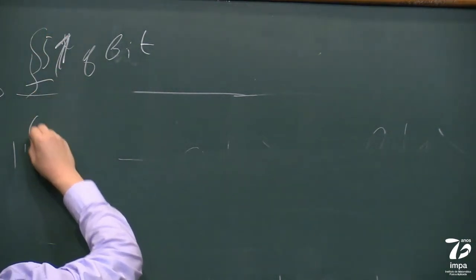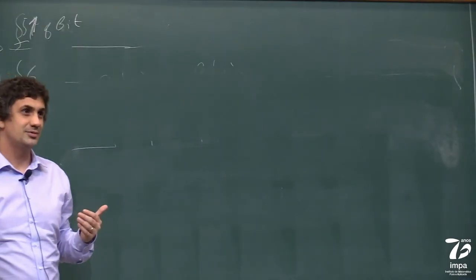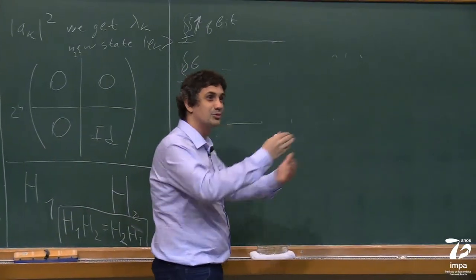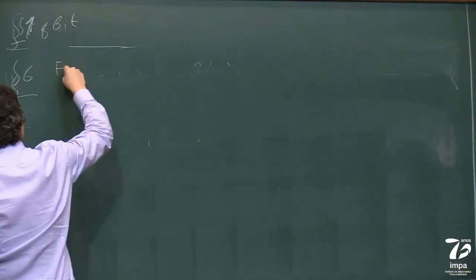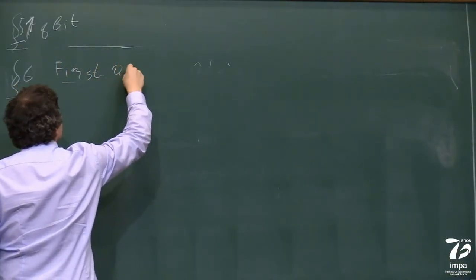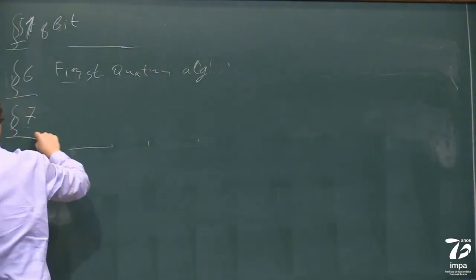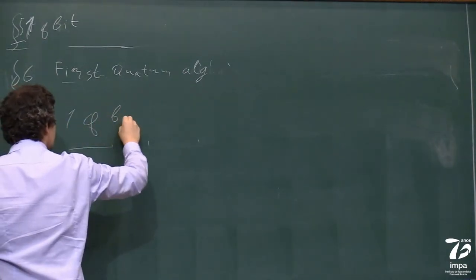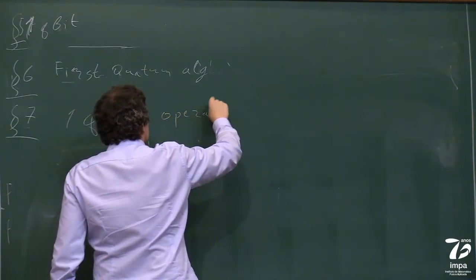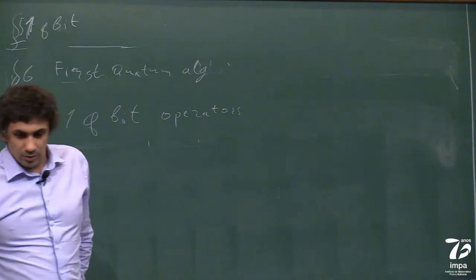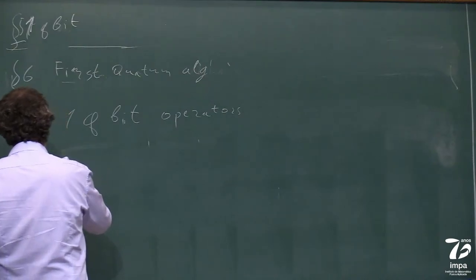There will be paragraph 6, in which I show the first quantum algorithm, because before we were just playing. I want to show the first quantum algorithm as soon as possible. After this, there will be the next paragraph, where I give a deeper theory of one qubit states, of one qubit operators, telling all the important parts of them. And after this, I will go to two qubits.